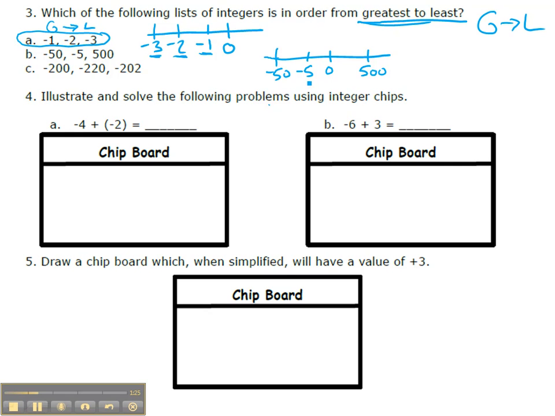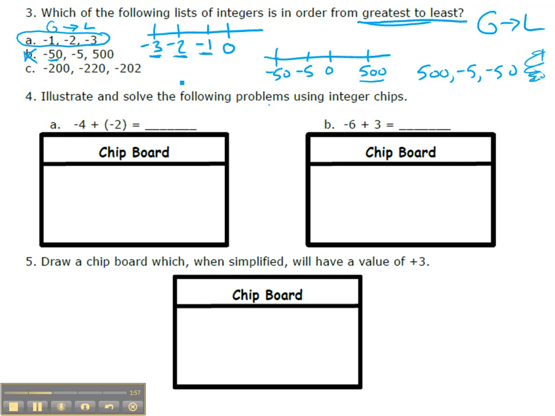Now, my number line's not to scale. I have -50 about as far from 0 as 500, but just for the sake of ordering them, it doesn't matter exactly how far from 0 they are. Really, positive 500 should be way out here somewhere, but just to figure out greatest to least, this is all we really need. So this list, in order from greatest to least, should be 500, then -5, then -50, but that's not what they've given us. They have -50, which is the smallest number, first.